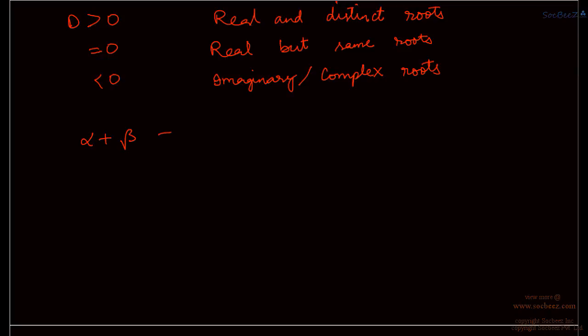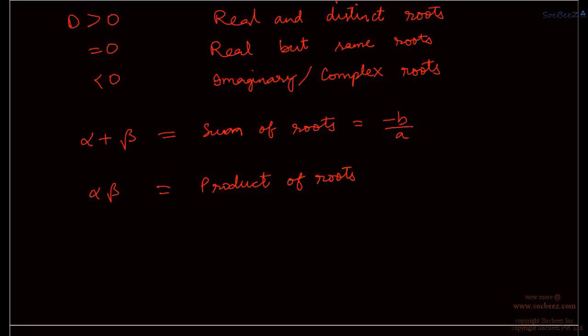Alpha plus beta is known as the sum of the roots. This is given by minus b by a, and similarly the product of the roots is given by c by a. Here alpha, beta are roots of the equation.